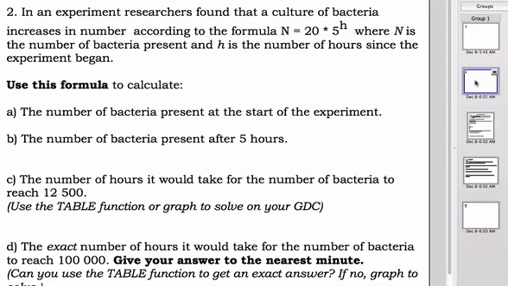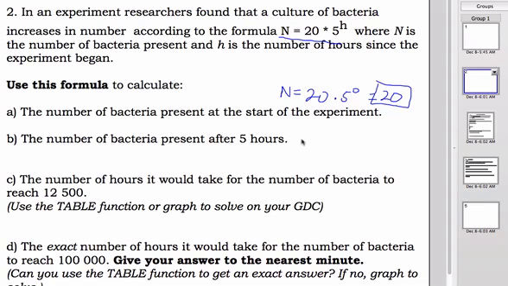Okay, next example. In an experiment, researchers found that the culture of bacteria increases with this formula, where n is the number of bacteria present and h is the number of hours since the experiment began. Use this formula to calculate the number of bacteria present at the start of the experiment. Again, h equals 0, the time is 0. So n equals 20 times 5 to the power of 0. That equals 1, so 20 is the initial amount of bacteria.